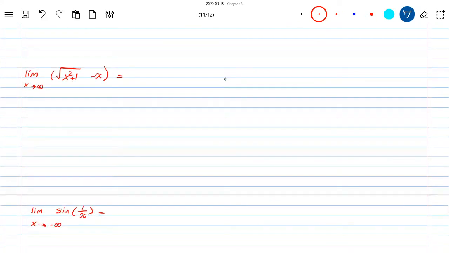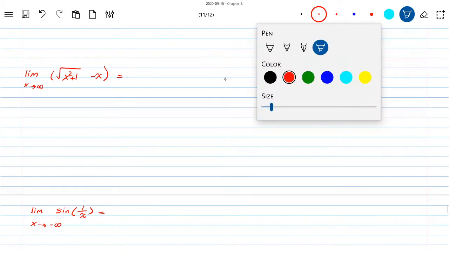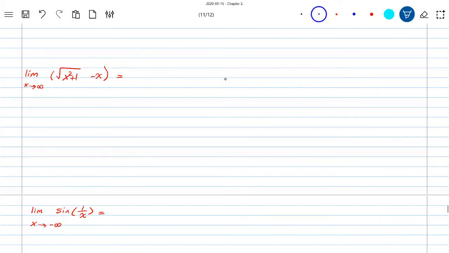Okay, here, let's look at another example. What is the limit of the square root of x squared plus 1 minus x as x approaches infinity? One thing that I wanted to mention is if you have 0 over 0, in terms of limit, if you have the limit of x divided by x as x approaches 0, by replacing 0 you would get 0 over 0, which is undefined. But you could simplify it first and then you say it's 1.